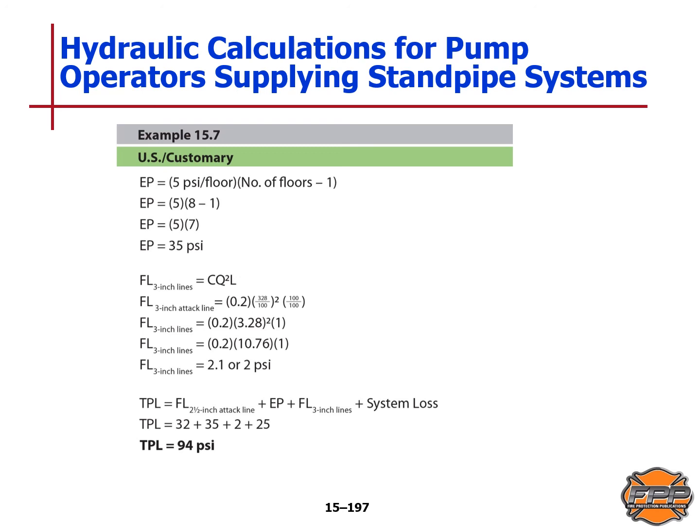So to figure it out, our TPL equals friction loss of 2.5-inch attack line plus elevation pressure plus friction loss for the 3-inch line plus system loss. When we plug in all those numbers, our TPL is 32 plus 35 plus 2 plus 25, so our TPL is 94 psi.